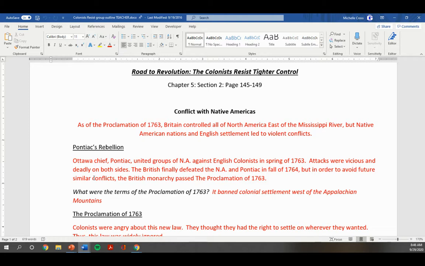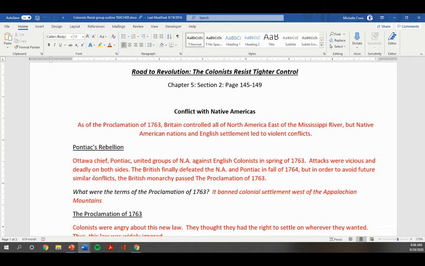Pontiac is an Ottawa chief, and he unites several tribes of Native Americans against English colonists in the spring of 1763. The attacks were vicious and deadly on both sides. Pontiac is so successful that he gets the attention of King George III. The British are finally able to defeat the Native American groups and Pontiac in the fall of 1764.